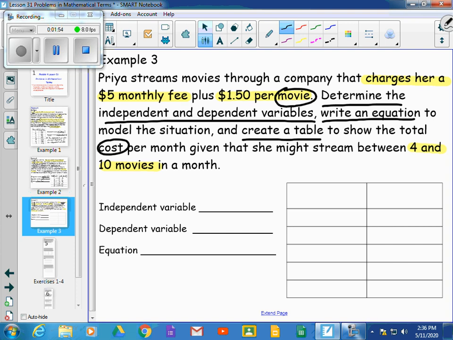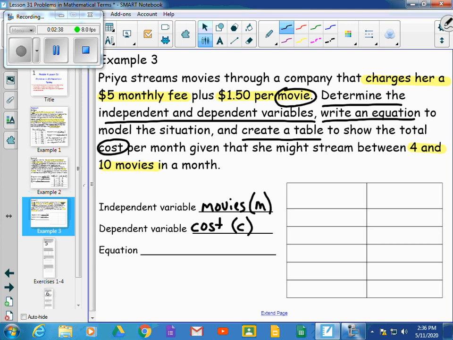In this particular problem, which one is going to change because of the other? Are the movies she streams going to change because of the cost? Or is how much it's going to cost going to change because of how many movies she streams? The cost is going to change because of how many movies. So the cost is going to be the dependent variable, and I'm going to use a C to represent that. The number of movies that she streams is going to be the independent variable, so I'm going to represent that with an M.